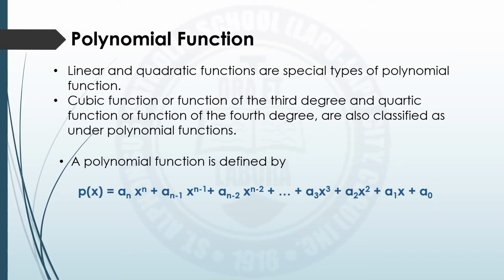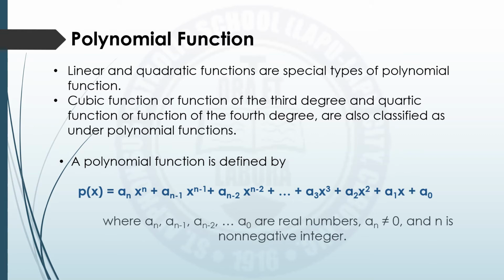raised to n plus a sub n minus 1 x raised to n minus 1 plus a sub n minus 2 x raised to n minus 2 and so on, where a sub n minus 1, a sub n minus 2, up to a sub 0 are the coefficients of the terms in a given polynomial function, including the constant, said to be real numbers, in which a sub n is not equal to 0 and n is a non-negative integer.